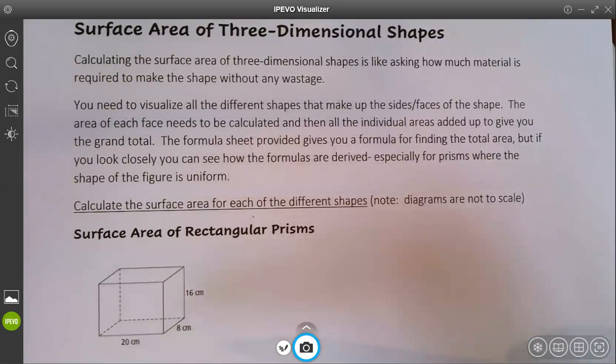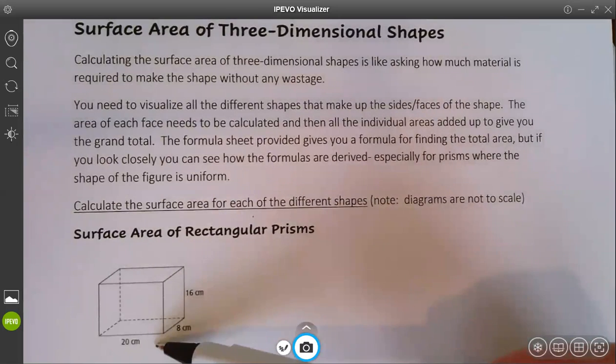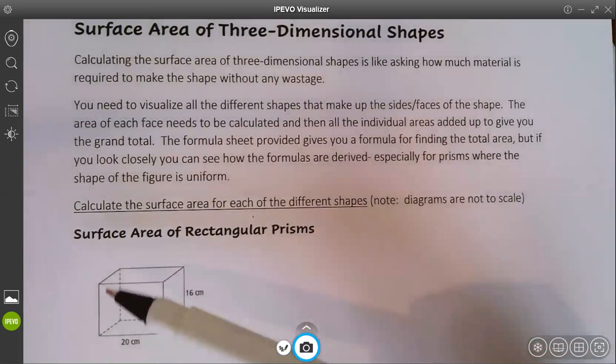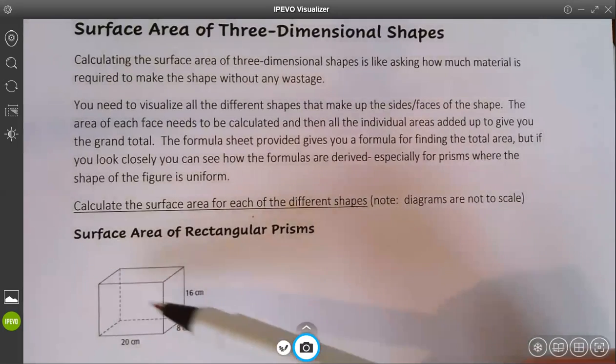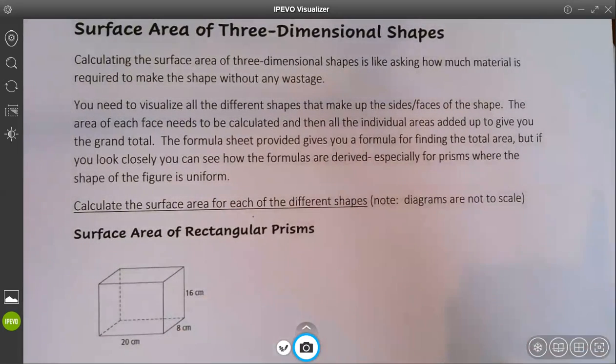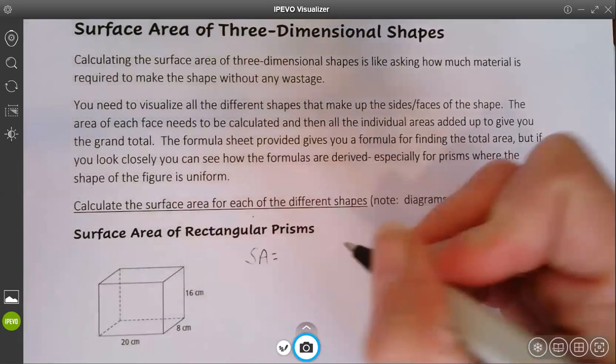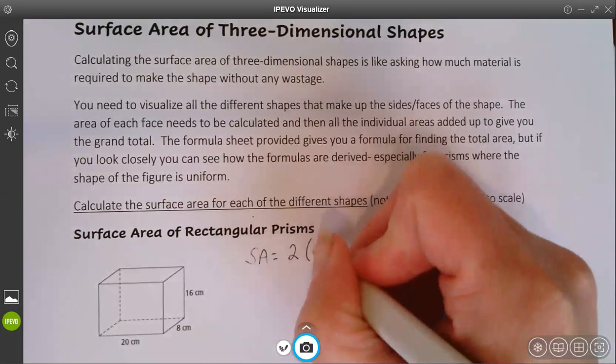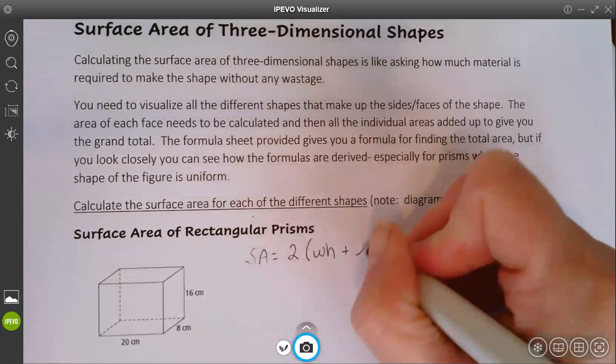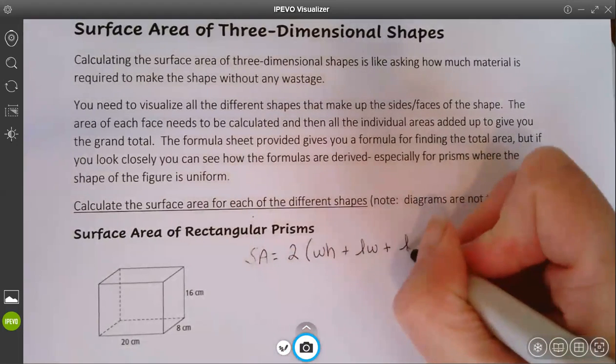Okay, so our first shape that we're looking at is a rectangular prism. It's a box. It is made up of 6 different faces or sides, and the top and the bottom are the same, and the front and the back are also the same, and the ends are the same. So altogether, there are 3 different types of rectangles that are used to make up this shape. So according to our formula sheet, the formula is surface area equals 2 bracket WH plus LW plus LH.